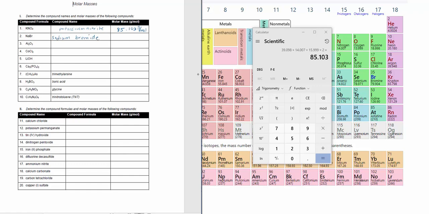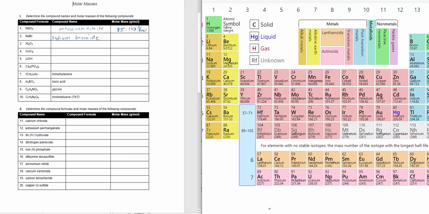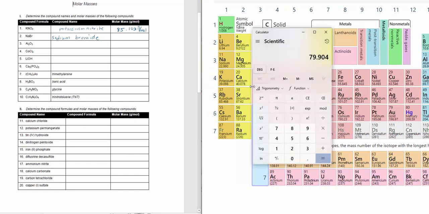Number 2 is called sodium bromide. And this one is easy to add up the molar mass. We need 1 sodium and 1 bromine. I'm already over here at bromine. So 79.904 is the molar mass of bromine. And for sodium, we have 22.99. So the molar mass is 102.894 grams per mole.